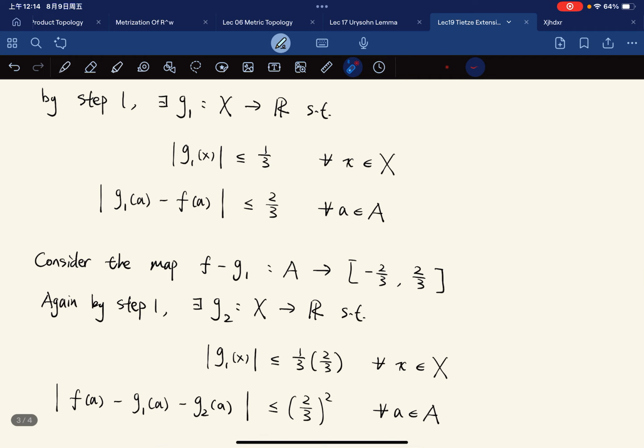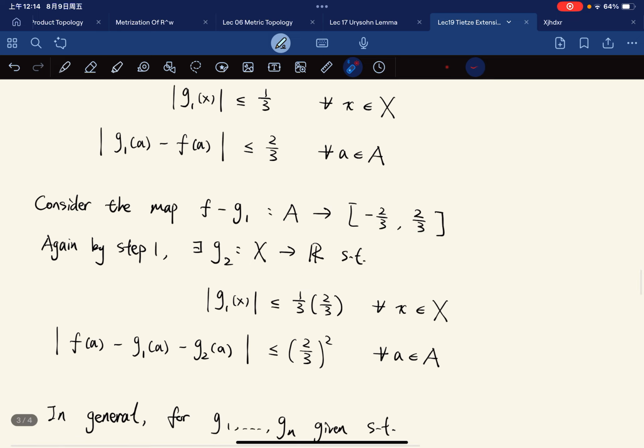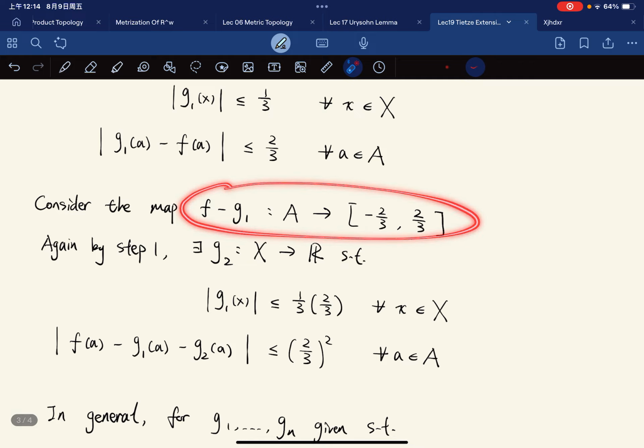And now we consider this difference map, f minus g1. It is again a continuous function, because the sum and product of continuous functions are continuous, even when the domain is a general topological space. That doesn't matter. And on A, we already see that f minus g1 is a function from A to [-2/3, 2/3]. So here, again, we can apply step 1.